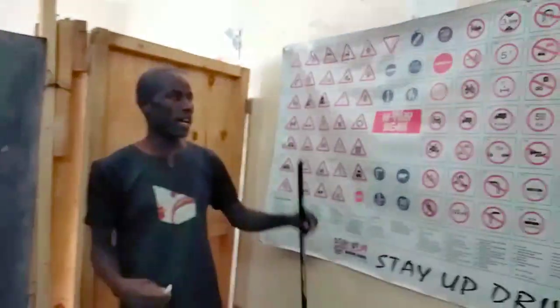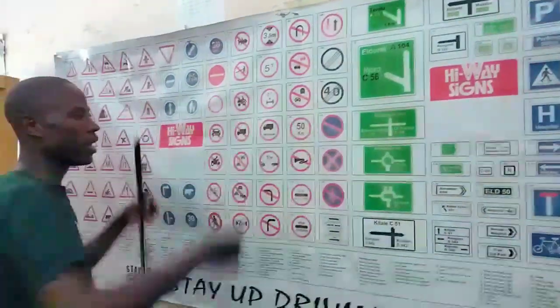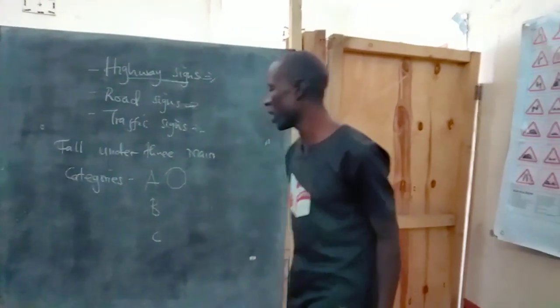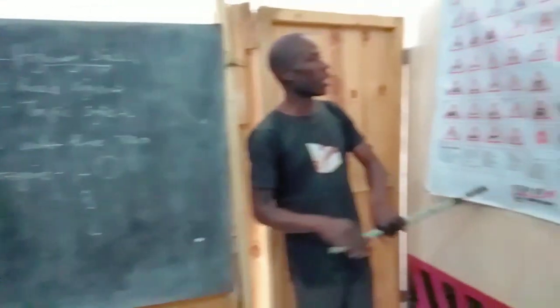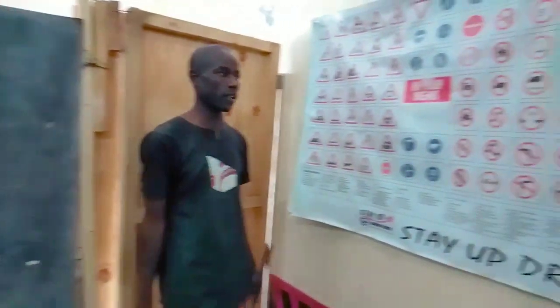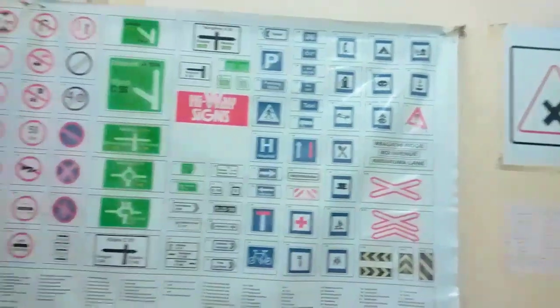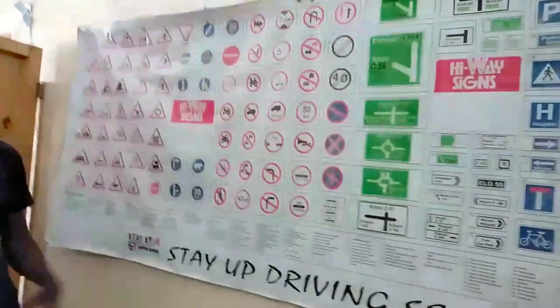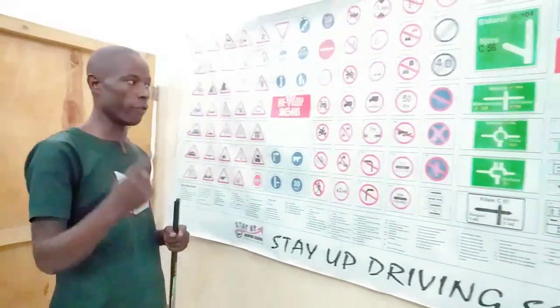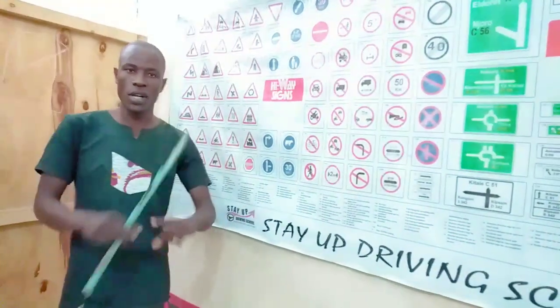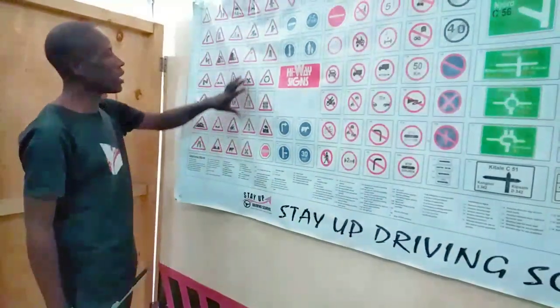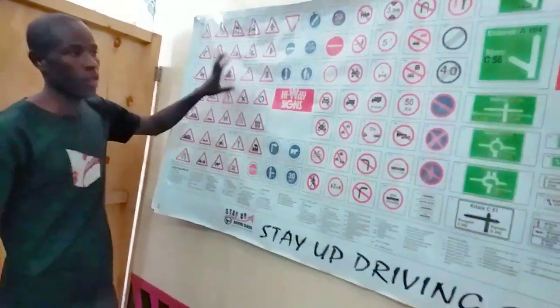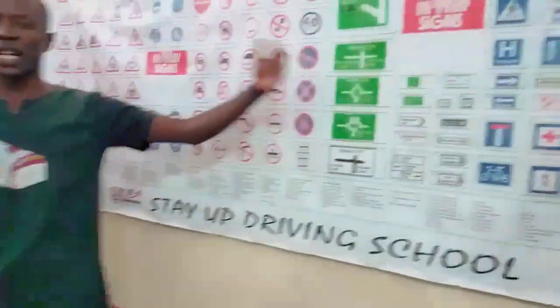So we say the signs which are circular in shape are class A. Then class B signs are the ones which are triangular in shape. And then class C, they are the ones which are either rectangle or square. So if you're walking on the road and you find a sign which is circular in shape, you just know for the very first thing that that is a class A sign. So long as it is circular in shape, it is a class A sign. The ones that are triangular in shape are class B. And the ones that are rectangular or square are class C signs.